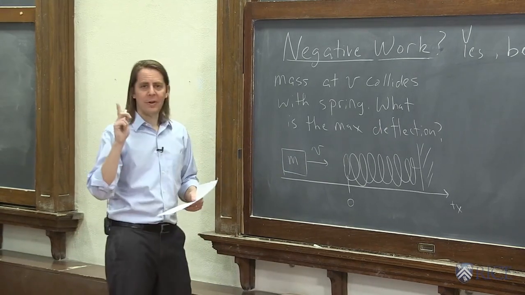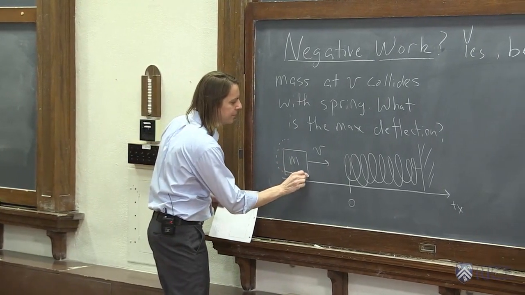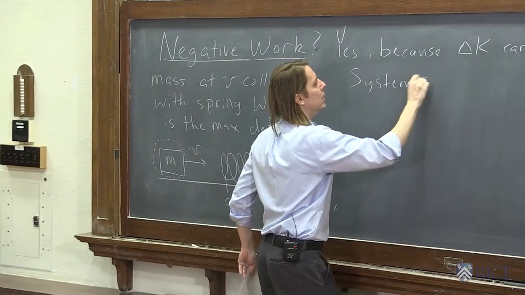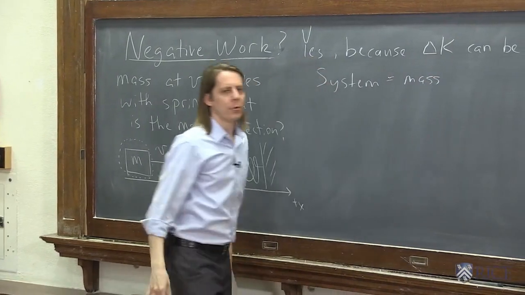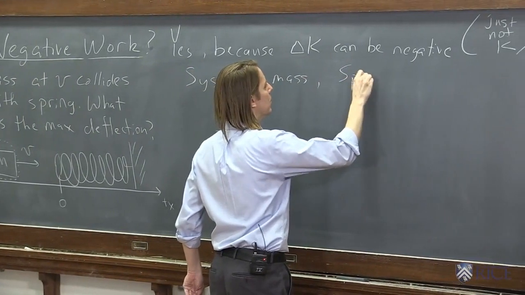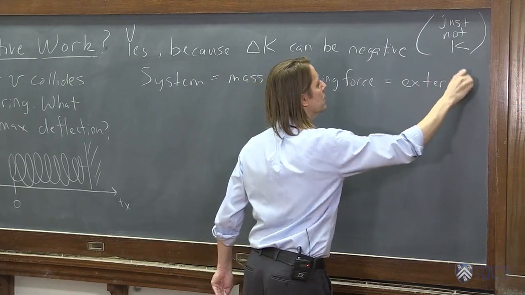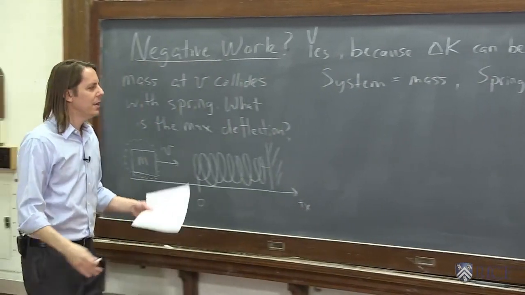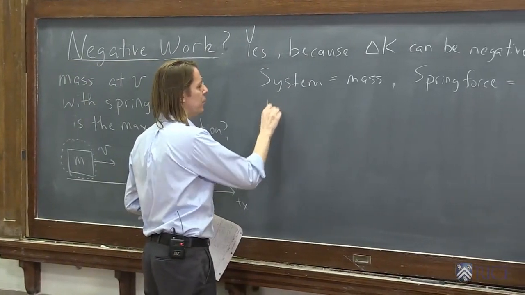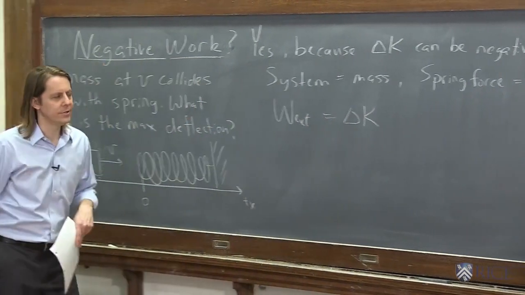To do it in careful detail, we have to define the system. In this case, the system will just be the mass. All right, so the system is the mass. Therefore, the force of the spring is external. So if we set it up that way, let's see if everything makes sense according to the work kinetic energy theorem. So external work equals delta K, the change in kinetic energy.